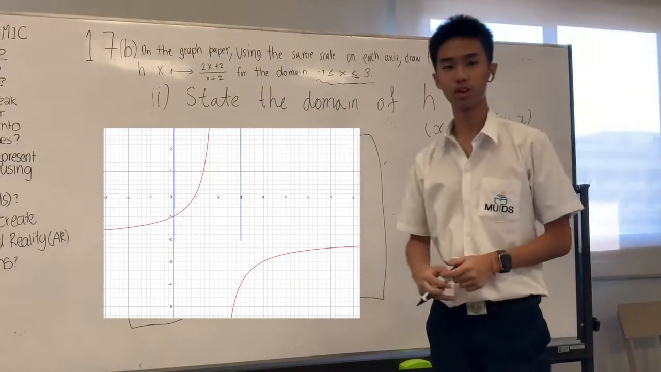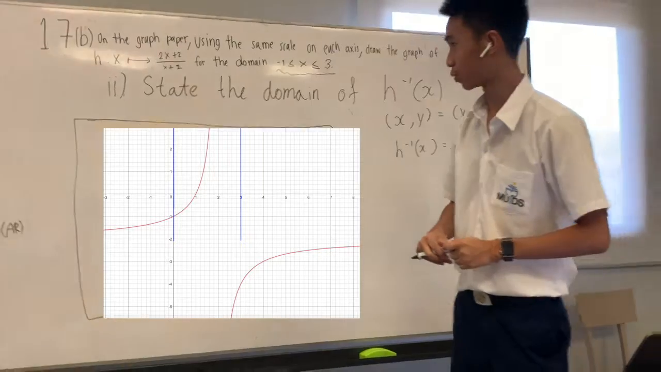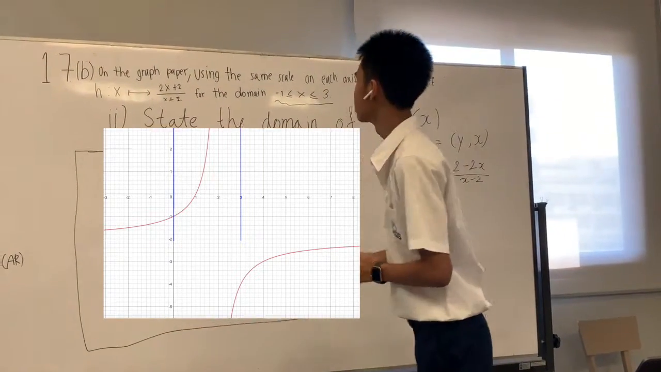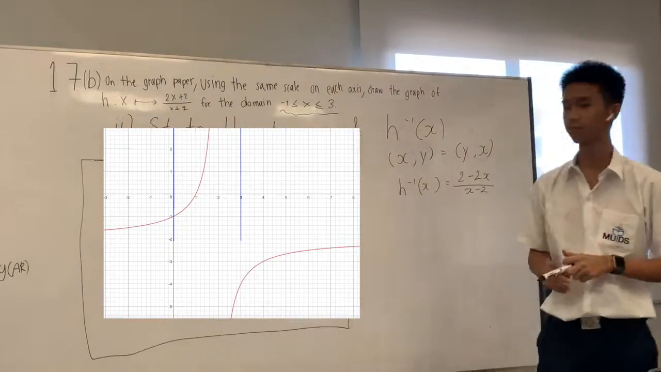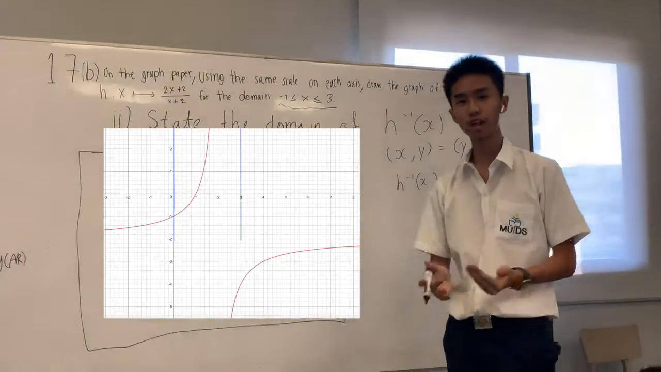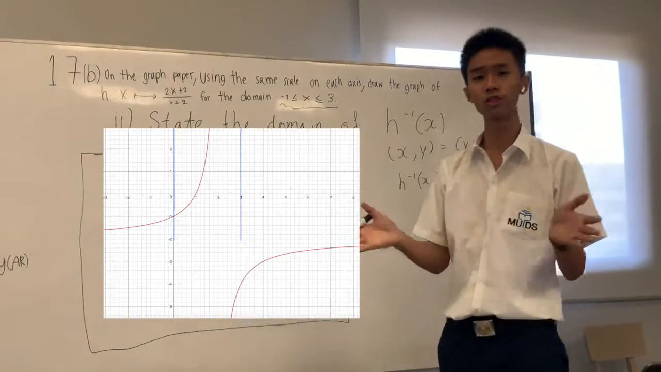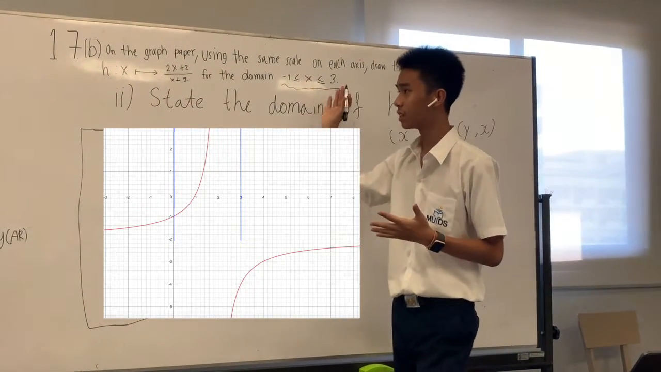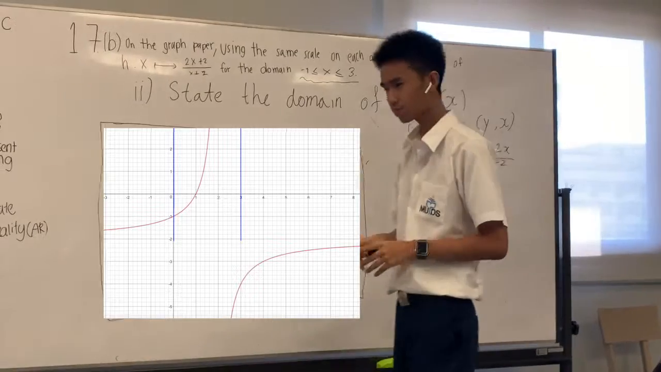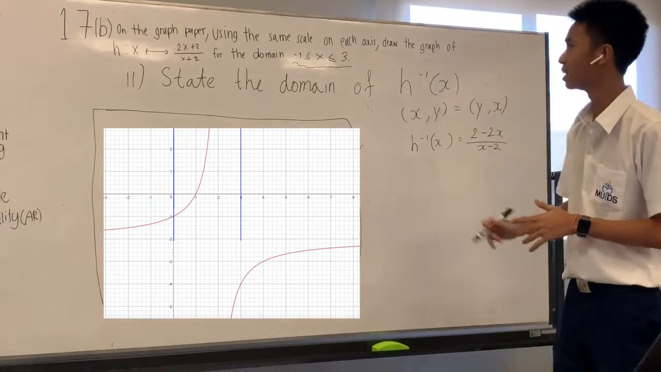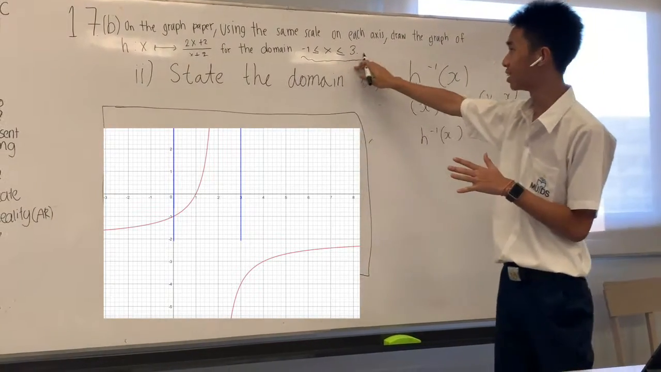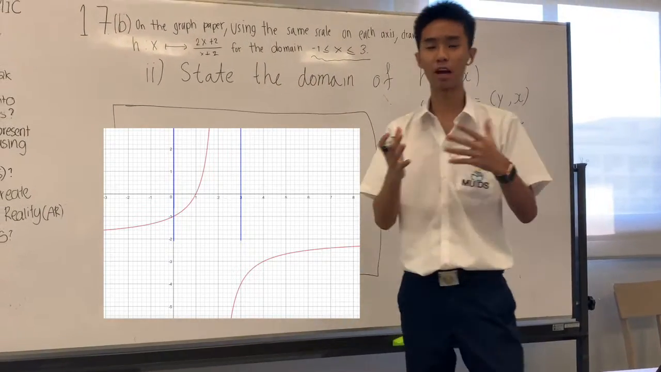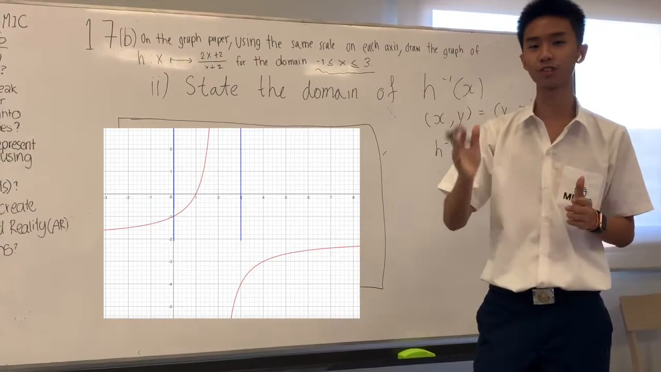Next, let's move on to the second part of this question, which is part B here. It asks us to state the domain of the inverse function of h. If we look back to the original instruction, it already states the domain of the function h. What that means is that when you substitute this into the function h, you will get a y value, which is the domain of the inverse function.